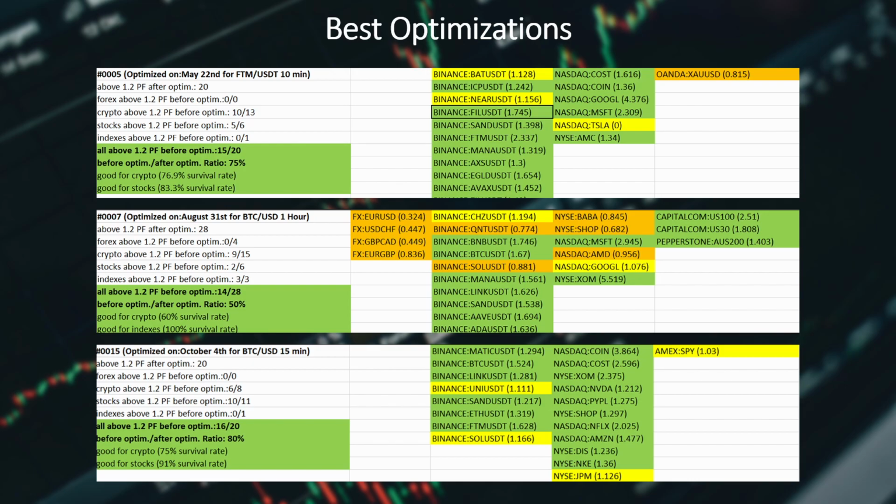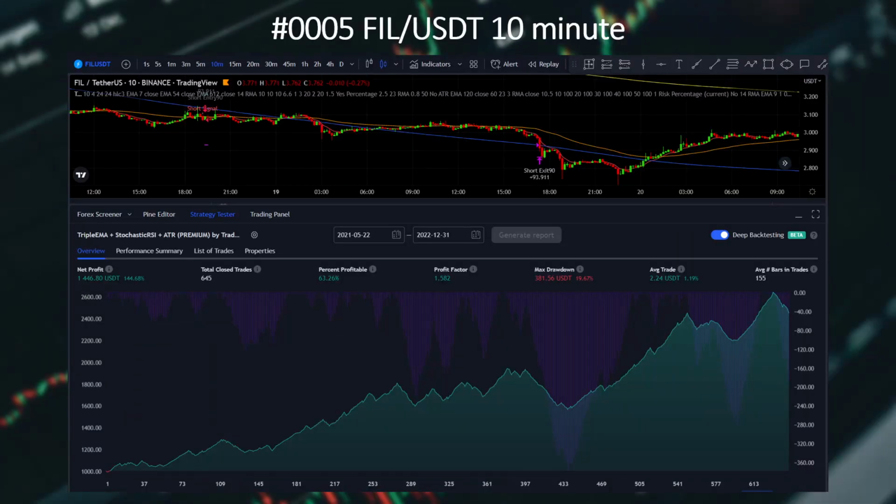And finally, let's see a few of the equity curves and results that were achieved with the best optimizations. Here you can see the result of the 005 optimization on the Phil USDT crypto pair 10-minute chart. The results are generated on price data between May of 2021 and December of 2022. This is a time interval of 1 year before optimization release and the after optimization release price data until the 31st of December 2022.